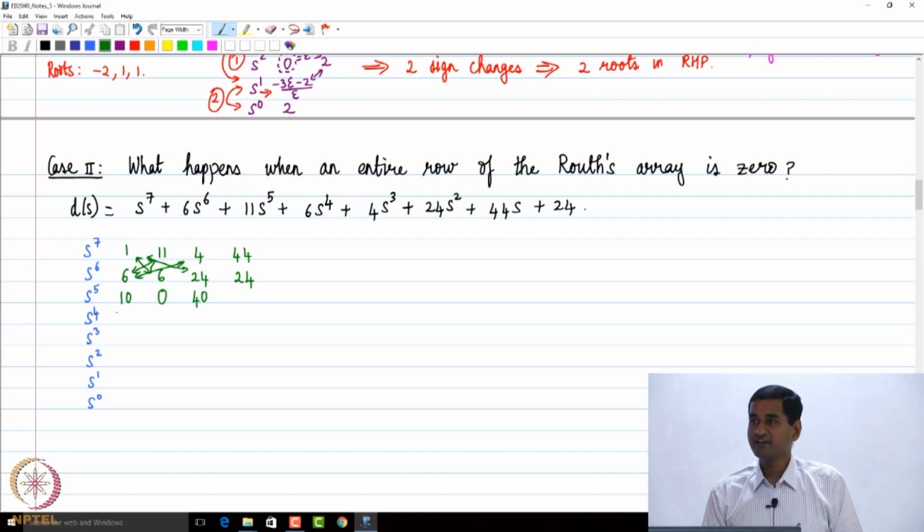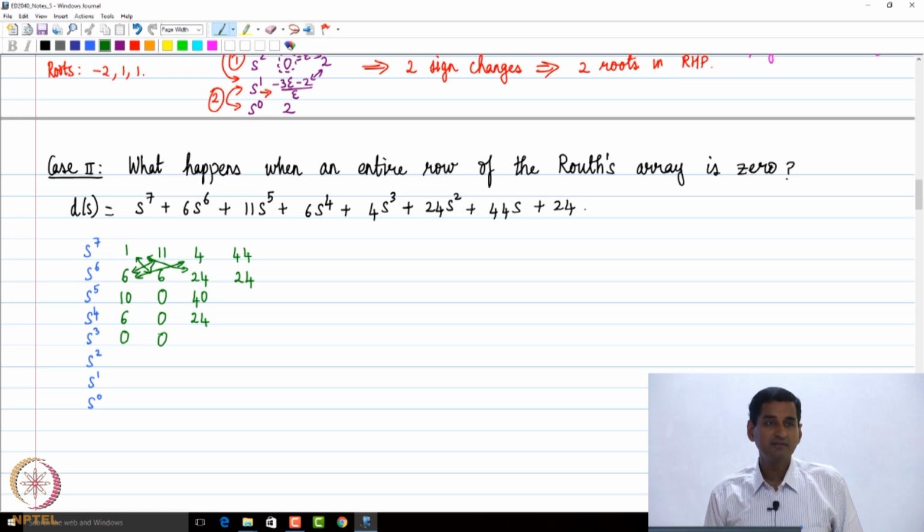So, that is about it as far as the s power 5 row is concerned. Now, let us go to the s power 4 row. I would get 6 as the first entry, then 0, then 24. Correct: 10 times 24 minus 6 times the null entry, divided by 6, gives me 24. Now we go to the s cube row, what will I get? 0 and 0. So, now we have an issue.